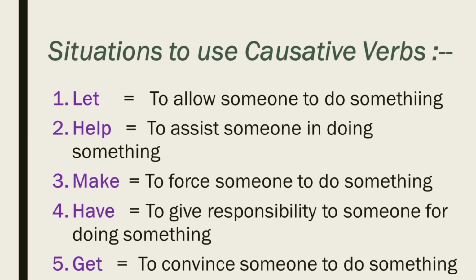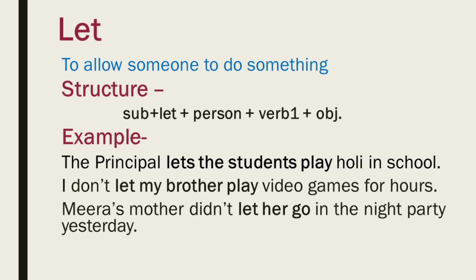The last verb that we have in the list is get. It is used to convince or persuade someone to do something for us. जब हम किसी काम को करवाने के लिए किसी को मनाते हैं, उन्हें encourage करते हैं, तब हम get का यूज़ करते हैं. So I hope you understood all the situations where causatives are used. Now we will try to understand them with examples.